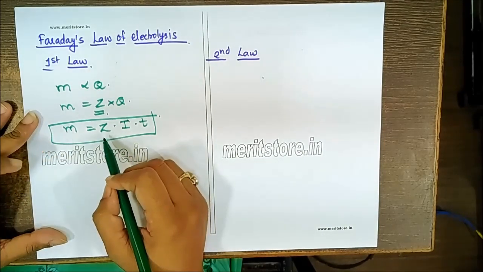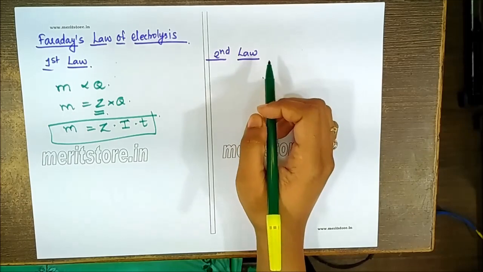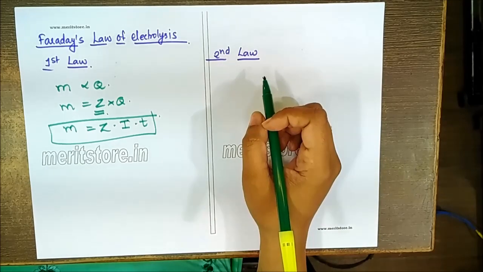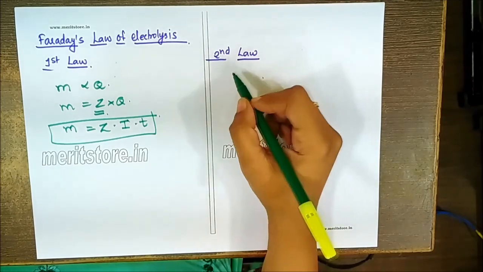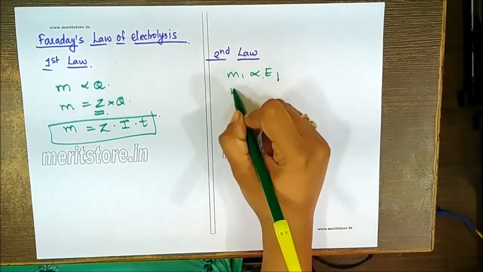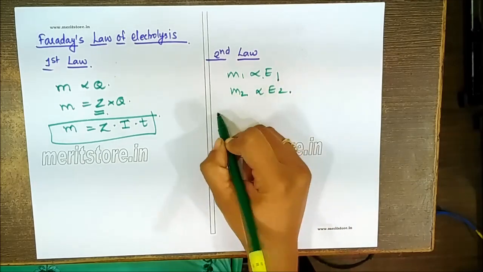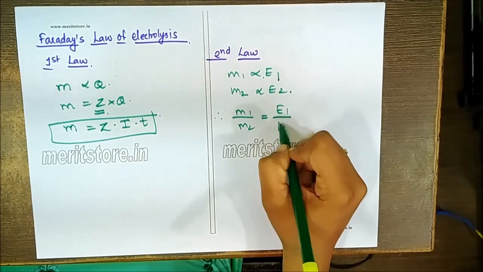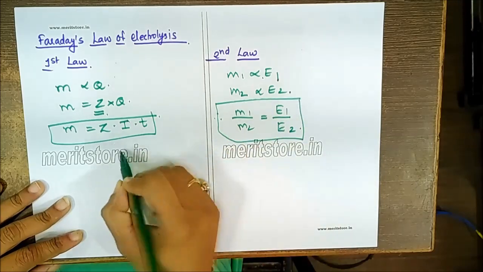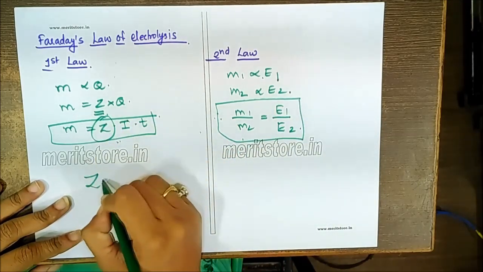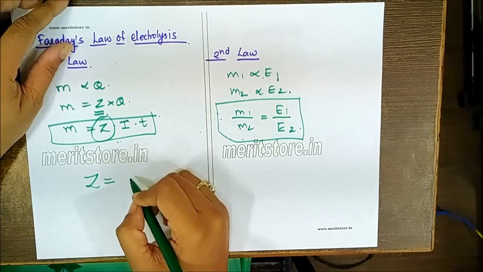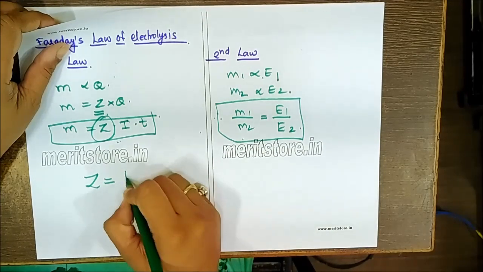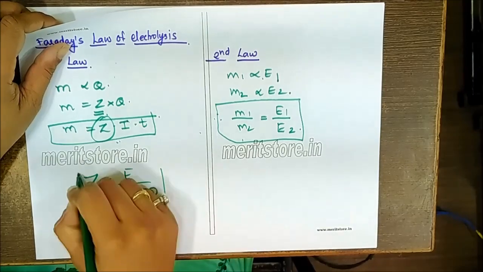Now the second law: when the same electricity is passed through solutions of different electrolytes, the amounts of substances liberated at the electrodes are directly proportional to their chemical equivalents. So M1 is directly proportional to E1 and M2 is directly proportional to E2. Therefore, we can say M1 upon M2, the masses deposited at the electrodes, is equal to E1 upon E2. So these are the two formulas that we have to remember. Also remember that Z is the electrochemical equivalent, which can be calculated using the formula E upon 96,500.